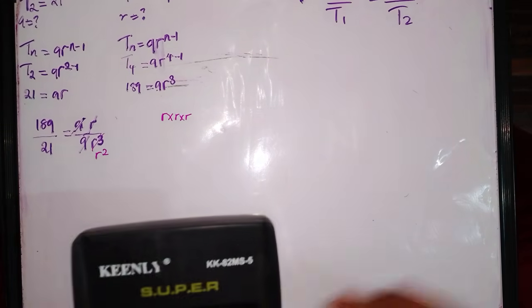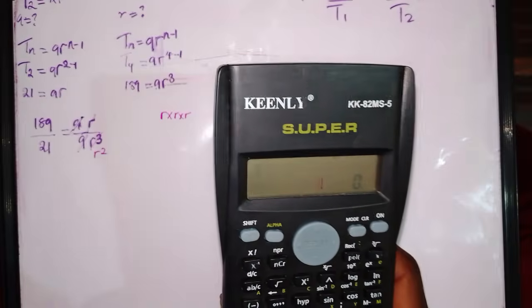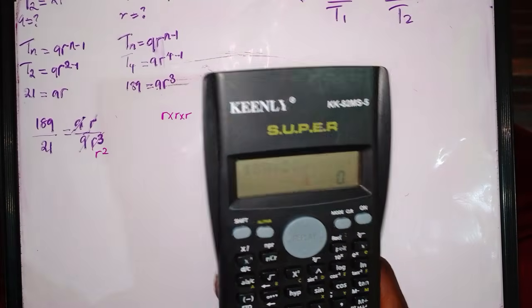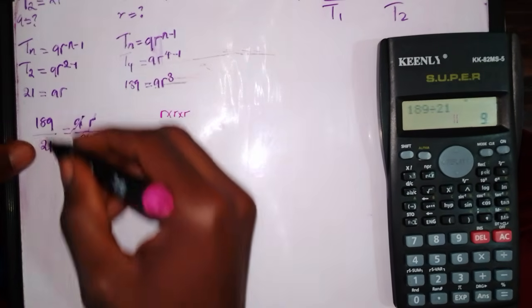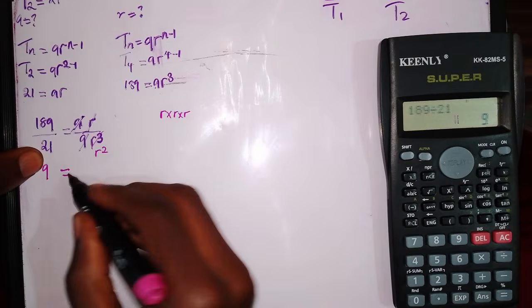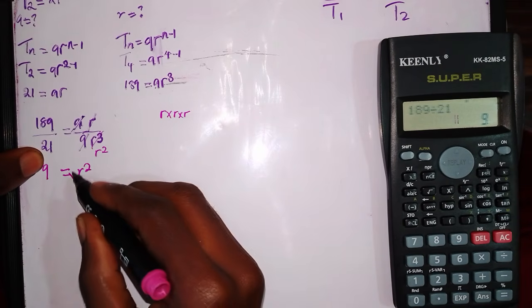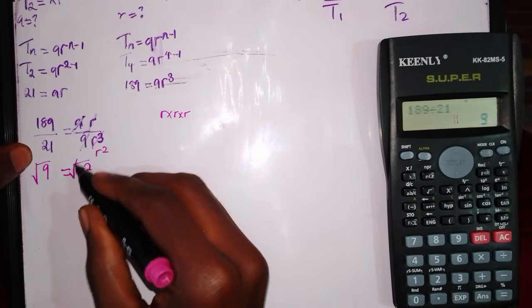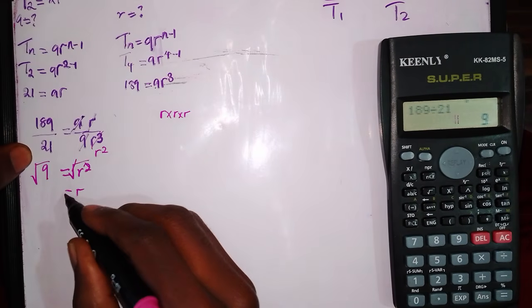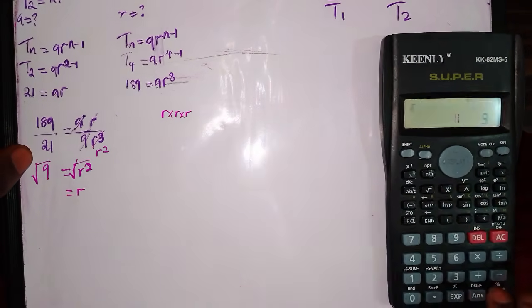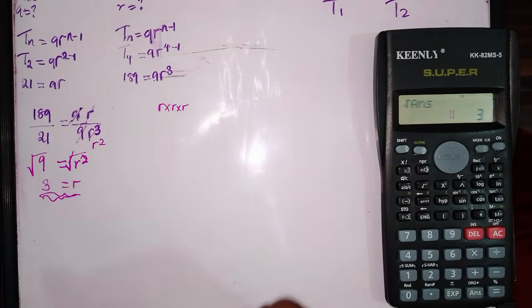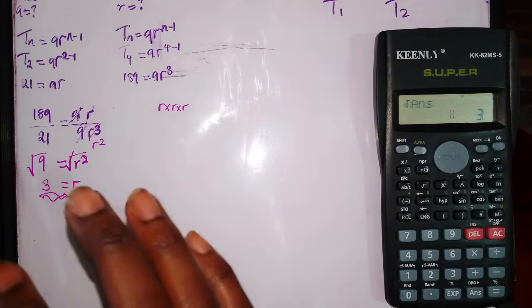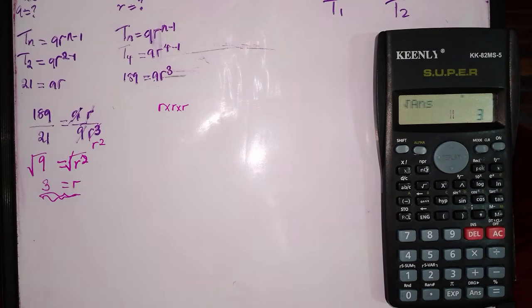So this is paper 2, you are allowed to use the calculator. You say 189 divided by 21, and we are getting 9 as our answer. So here we have 9, then here we have R squared. What is the square root of R squared? It is R. What is the square root of 9? 3. So that's how simple you can solve the value for R. We have calculated the common ratio. Simple as drinking water.